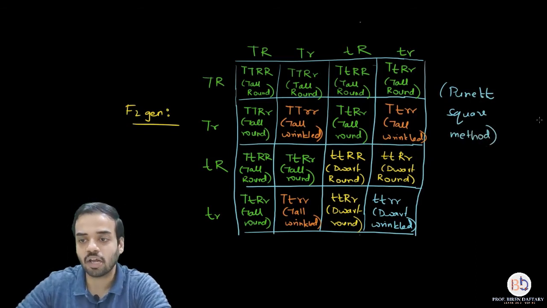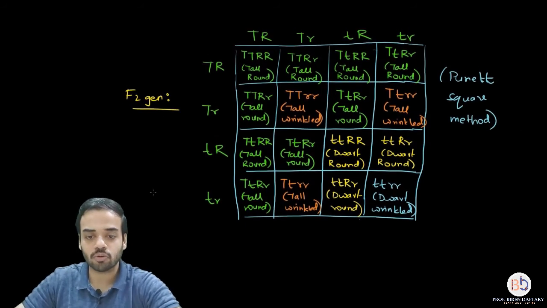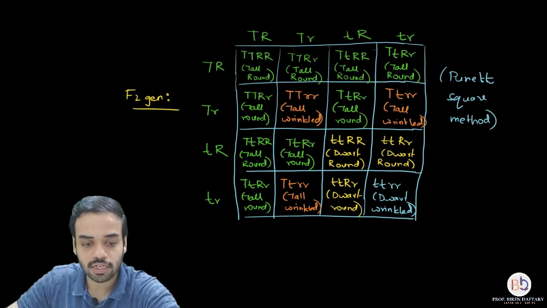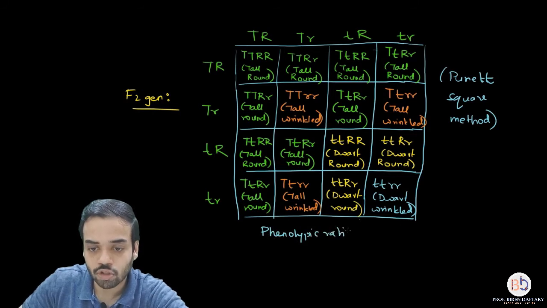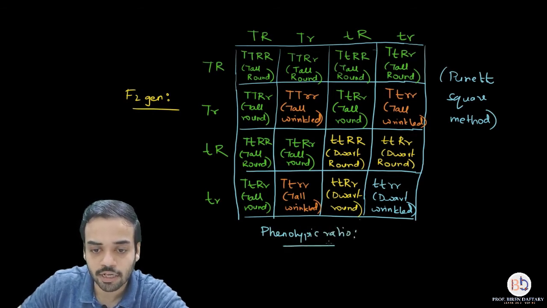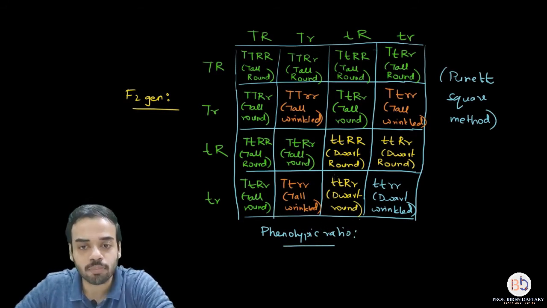Is this clear? Now we have to write down the ratios. Now what will be the ratios? First of all, coming to the phenotypic ratio, so let me write it down over here. The phenotypic ratio will be what? So you are basically seeing 4 different types of phenotypes, and what are those phenotypes? Tall, round. So how many tall round plants are present over here?